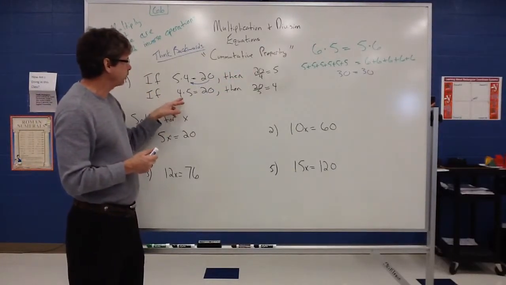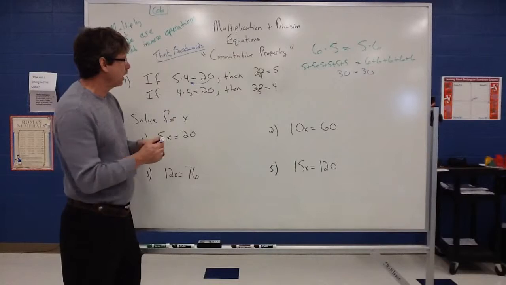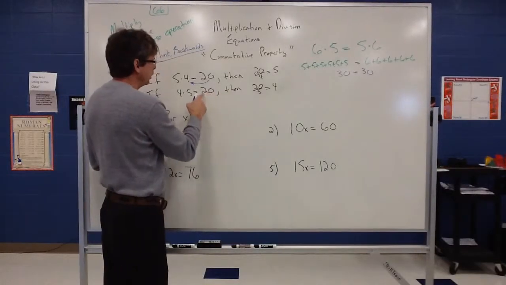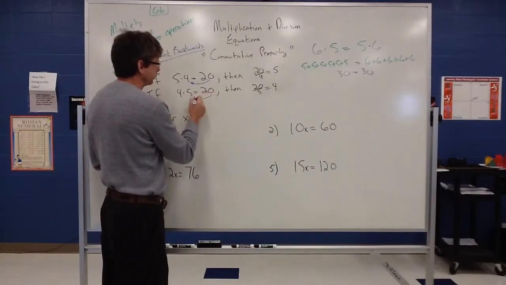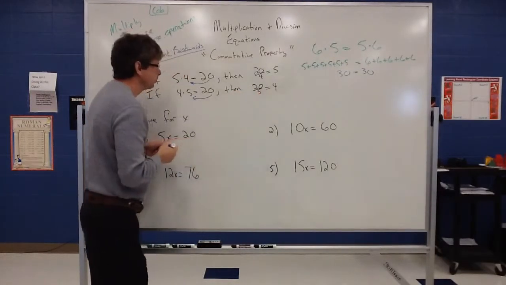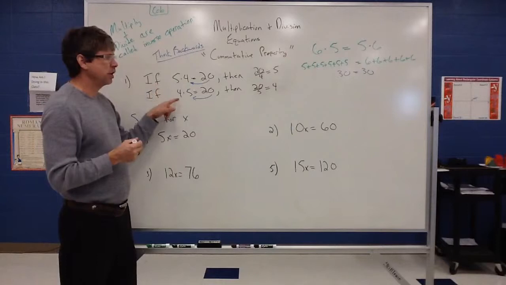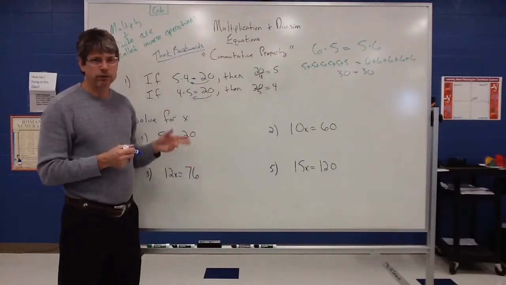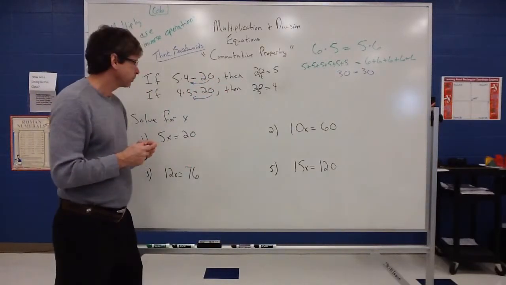Also, if I have 4 times 5 is 20, I can think of this as 20 divided by 5 is going to give me 4. So I can make a division statement: 20 divided by 5 is 4. For every multiplication statement, there's also going to be a division statement that goes along with it.